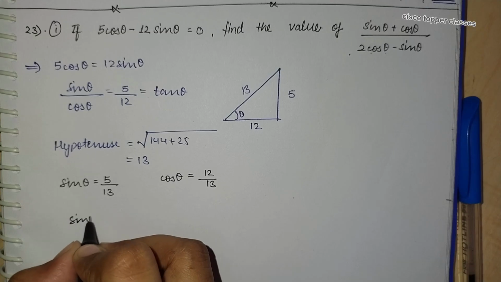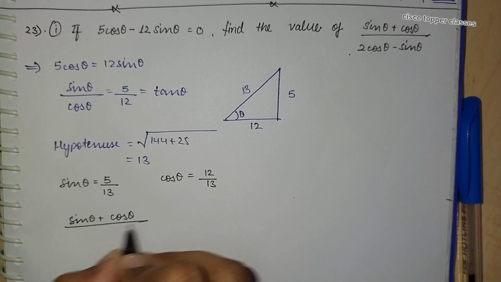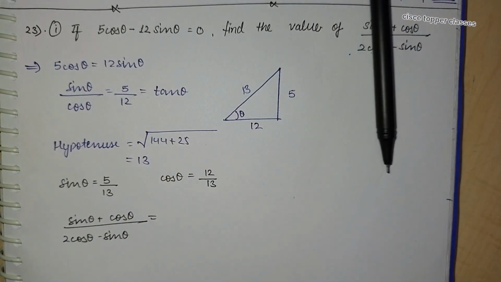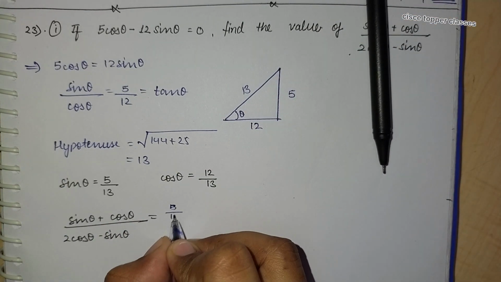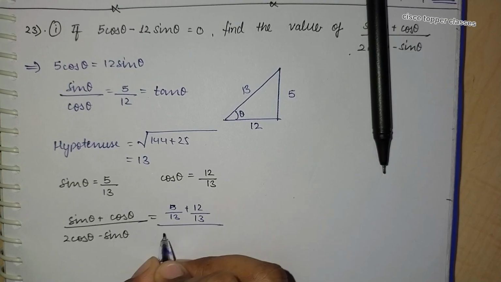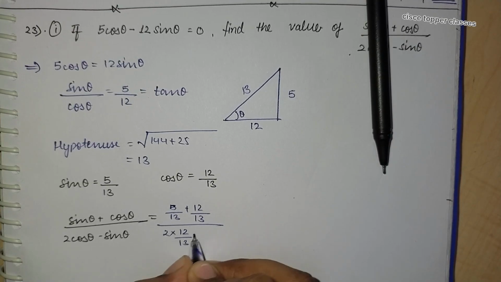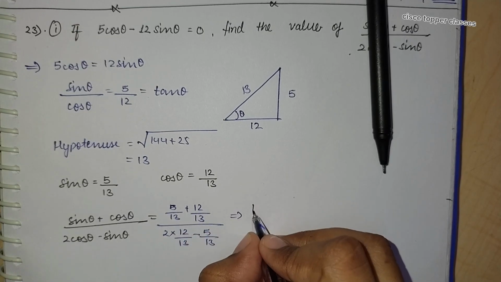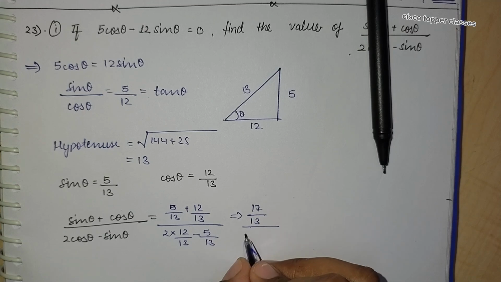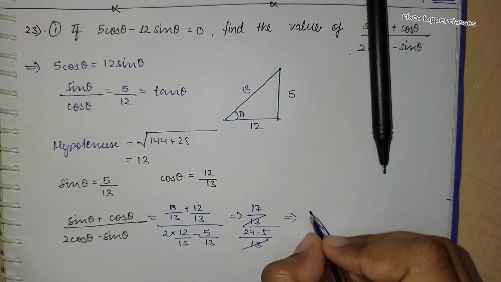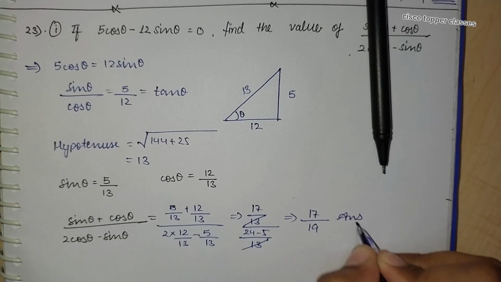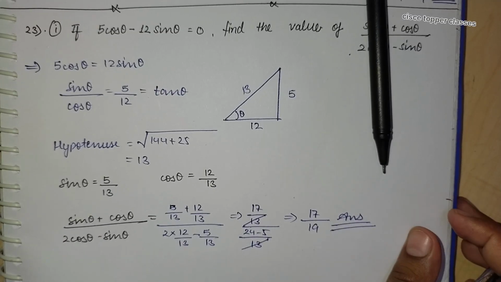So in this calculation part, we will put all the values in the expression, divided by 2 cos theta minus sin theta. We can write 5 by 13 plus 12 by 13 divided by 2 into 12 by 13 minus 5 by 13. So here we can write 12 plus 5 as 17 by 13, and here this will be 24 minus 5 divided by 13. The 13 and 13 cancel out, and we will get 17 by 19. So this is the final answer in this question, and this is the solution of the 23rd first part.